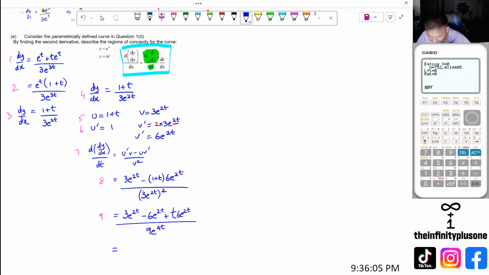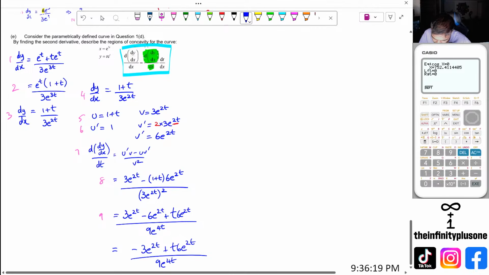Eventually we're going to do that. I'm just checking that I haven't actually made any mistakes here. I've got -3e^2t plus t6e^2t over 9e^4t. That's actually step 10.